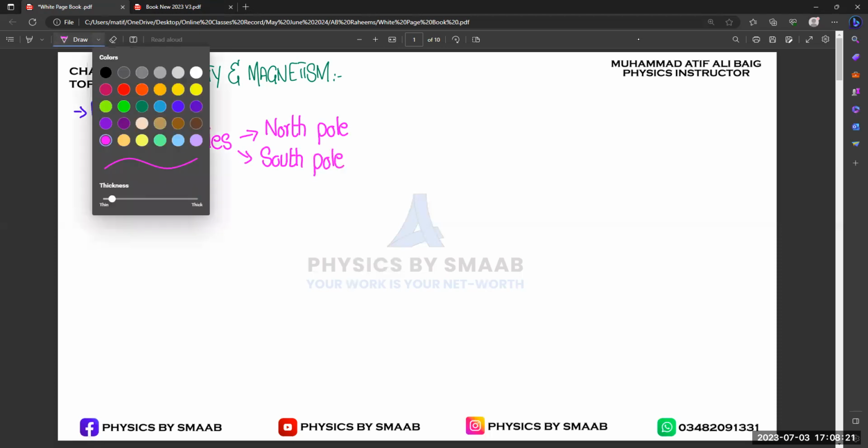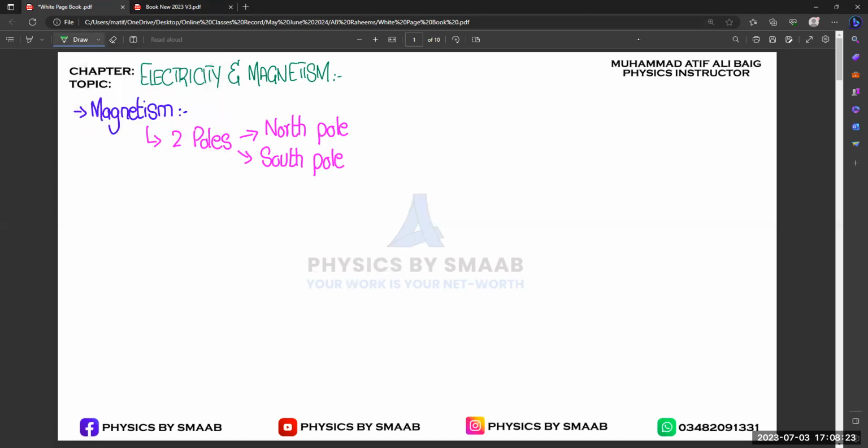North pole and south pole. And further, if we talk about their properties, unlike poles will attract each other.